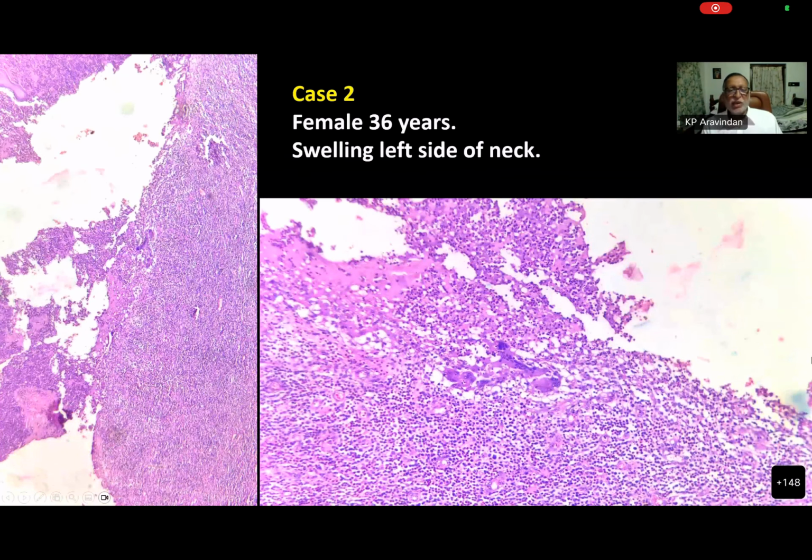Okay, this is a female, 36 years, swelling left side of neck. Sir, it's a low power image, sir. Here I cannot comment on the native tissue, sir. At this power, I can see it's hypercellular.